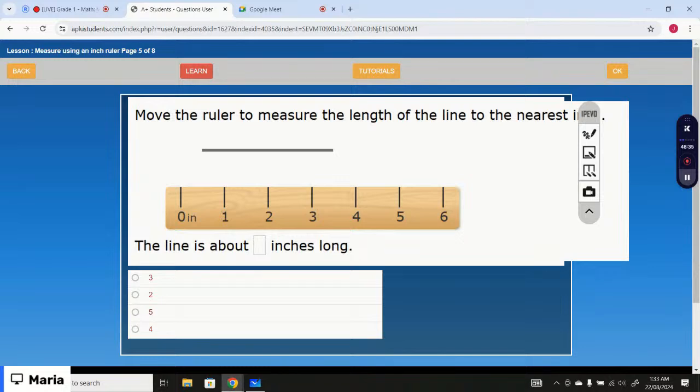Move the ruler to measure the length of the line to the nearest inch. So, which is the correct option? Yes, the line is 3 inches long. The correct option is 3. Okay, you can complete the lesson by yourself later today. Let me just move on to the next lesson.